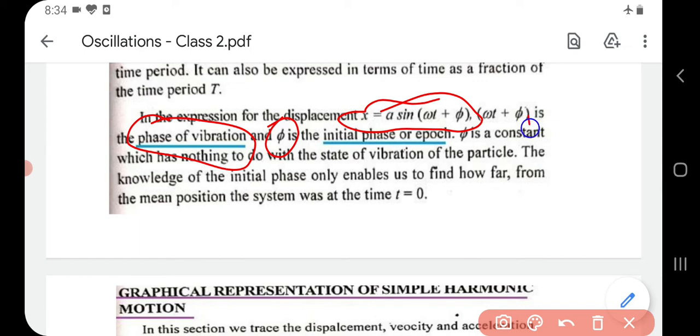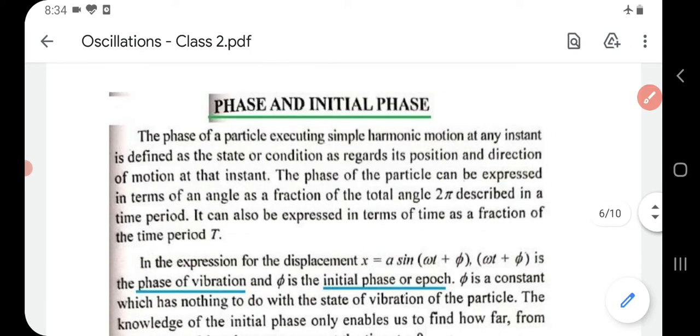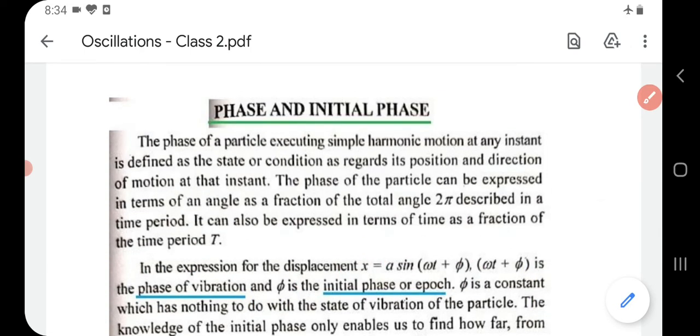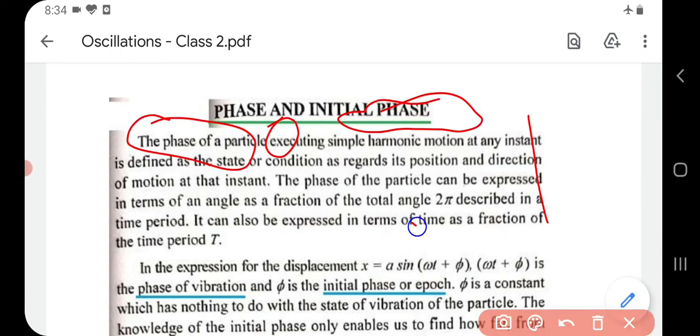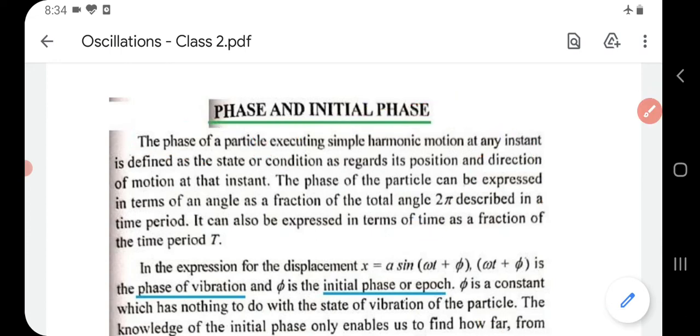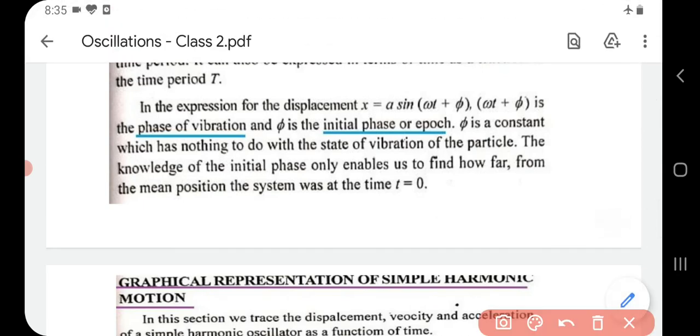Okay. So here you get two questions. Define phase and how is it expressed? That is written in this paragraph. Then what is initial phase and what information do you get from it?